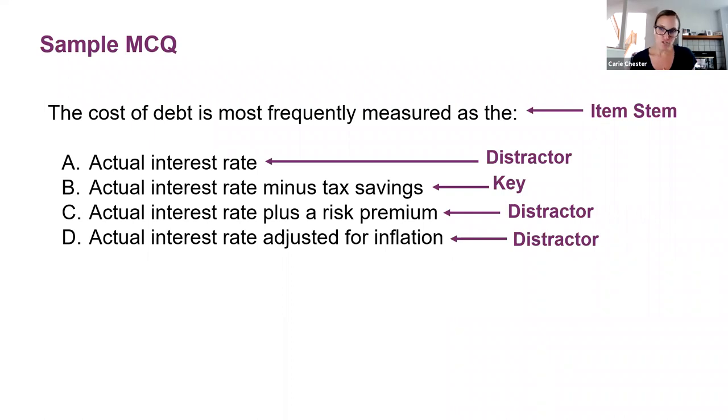You see at the top, the item stem. We don't call it a question all the time. Sometimes we do, but not all the time, because as you see, this is a complete sentence, so it's not actually a full statement with a question mark. You see the four options. You have a key or the correct answer, and you have three distractors or incorrect answers.